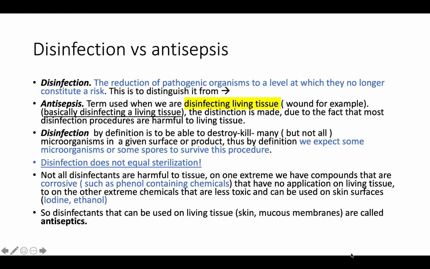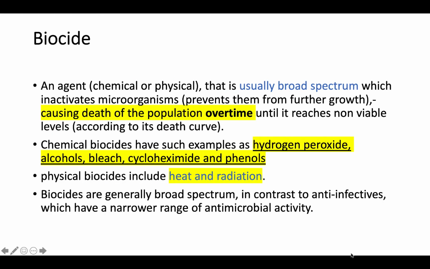Because some disinfectants are corrosive, like phenols for example, and other chemicals. I cannot use them on living tissues, so I have to have things that do not damage living tissues to use as a disinfectant for living tissues. That's why I give them a separate definition and I call them antiseptics. So a disinfectant that can be used on living tissues is called an antiseptic.